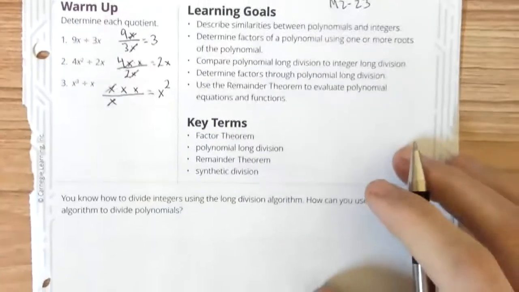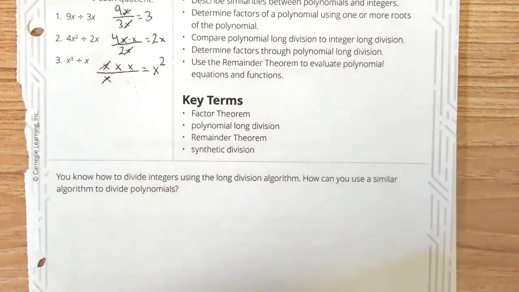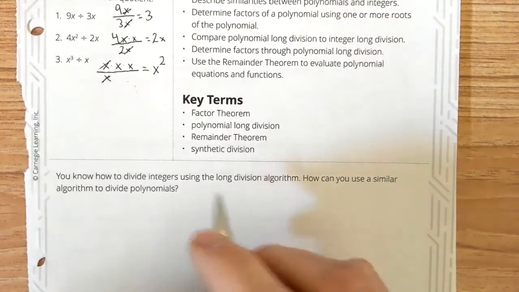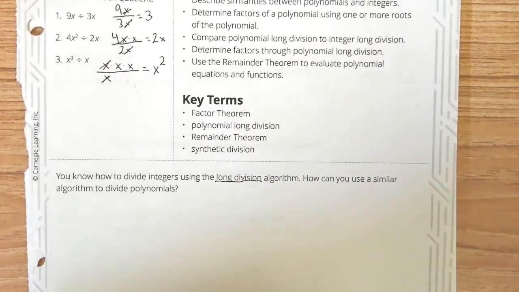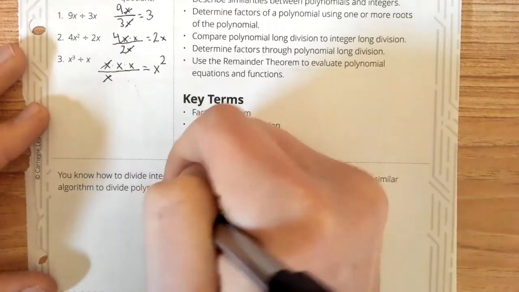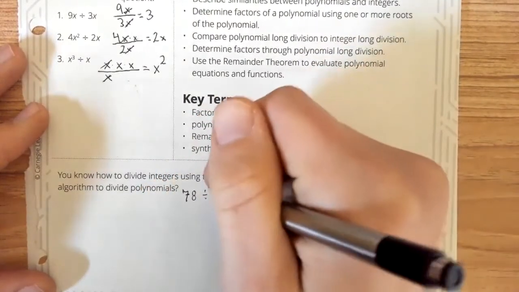And then we'll answer this question real quick. You know how to divide integers using the long division algorithm. How can you use a similar algorithm to divide polynomials? So we're not 100% going to get into this, but I just want to revisit long division because that's something that you haven't done probably since elementary school. So let's do this: 78 divided by 3.